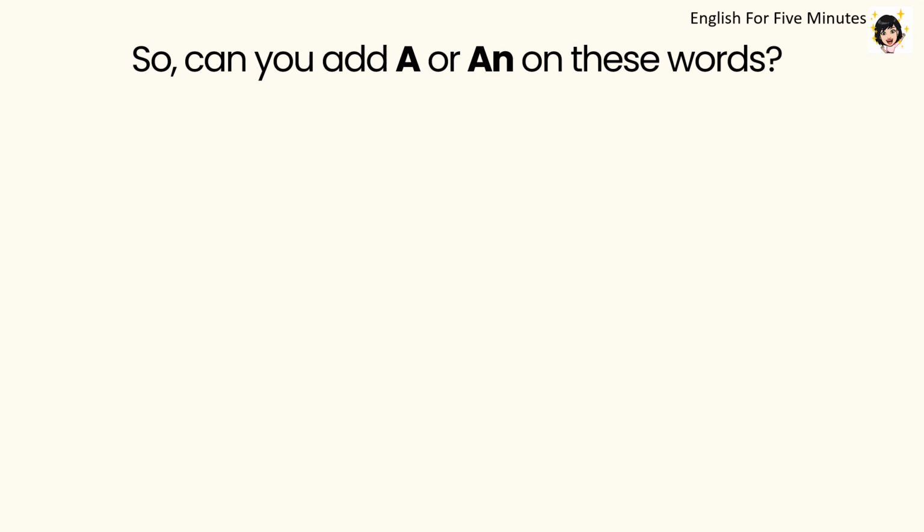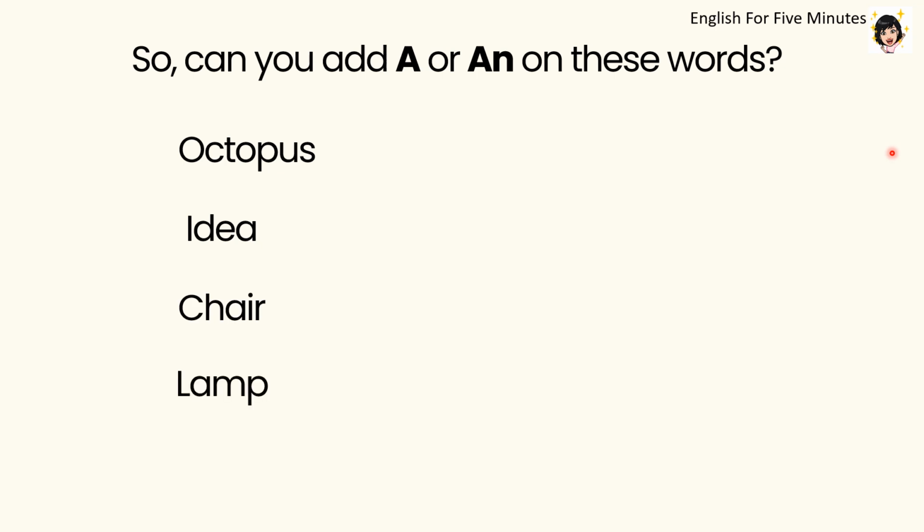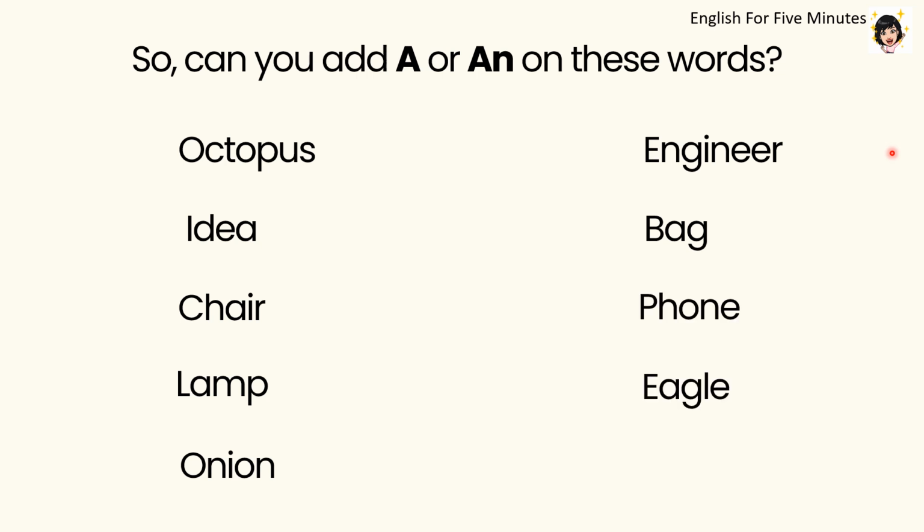So can you add a or an on these words? Octopus, idea, chair, lamp, onion, engineer, bag, phone, eagle, oven. So try to add the word a or an in these words, and then we are going to compare your answers with mine on the next screen.